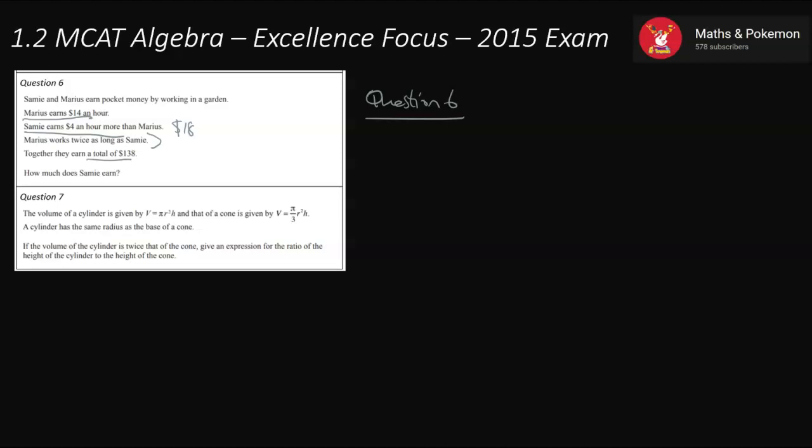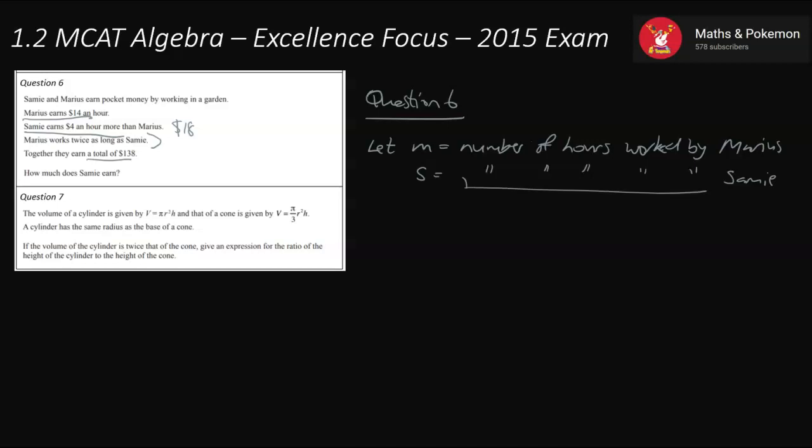So I guess the first thing we can do is form a relationship with the total. We're going to define M as the number of hours worked by Marius, and then S is the number of hours worked by Sammy. So let's get into the maths of it. We know that 14 times the number of hours that Marius worked plus 18S, the number of hours Sammy worked, should combine to get 138. So that's the easier one.